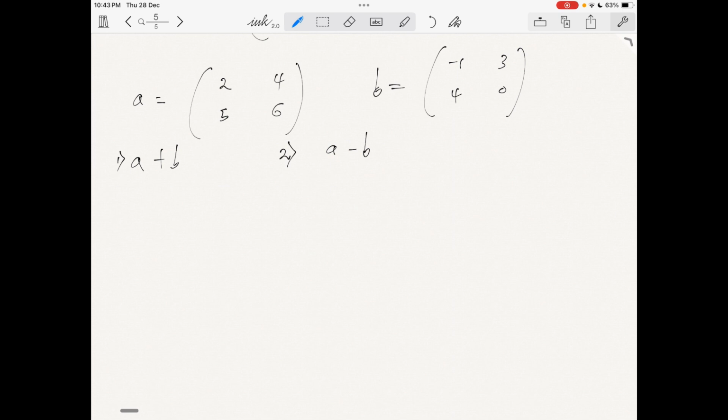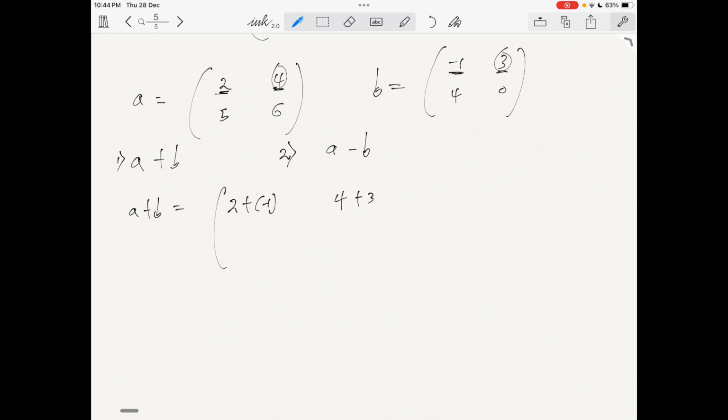So my A plus B will all be 2 by 2. I'll take the 1,1 elements and add them together. That's 2 plus minus 1. Then I'll take the 1,2 elements, the elements in the first row and the second column. These are the 4 and 3. I'll take them also and add them together, that's 4 plus 3.